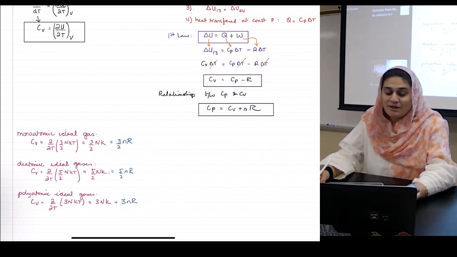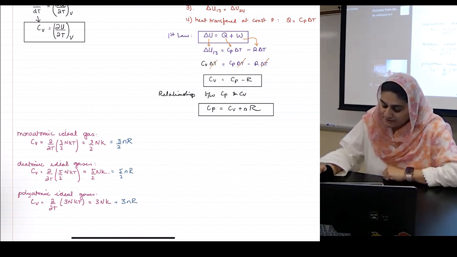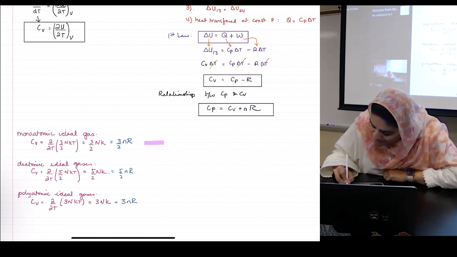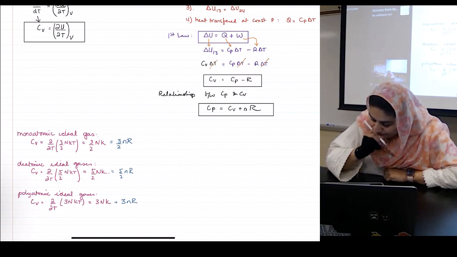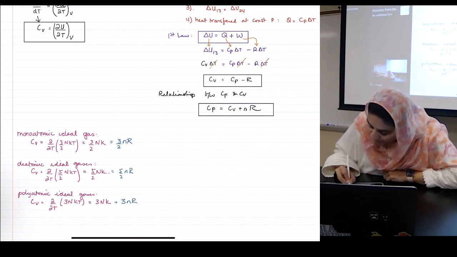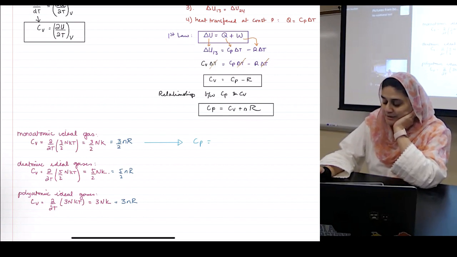Okay, so starting here, when we think of the monoatomic ideal gas, how do you think that changes if I was to ask you for CP for a monoatomic ideal gas? How do you think we would do it?